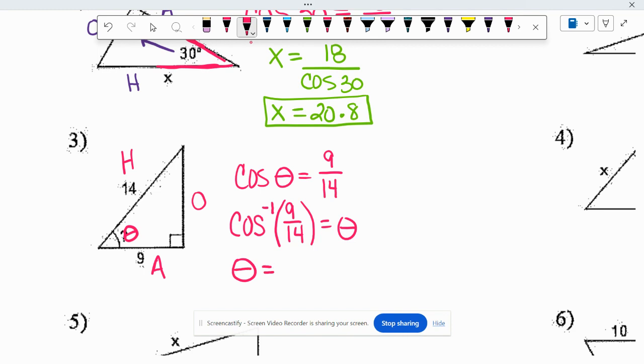It's 50, yeah. 49.99. We're just going to round that to 50 degrees. Are you guys okay with that? Everybody got that? If you didn't get that and you're not sure how to do that, raise your hand. If you raise it secretly, I'll know who you are so I can go help you.